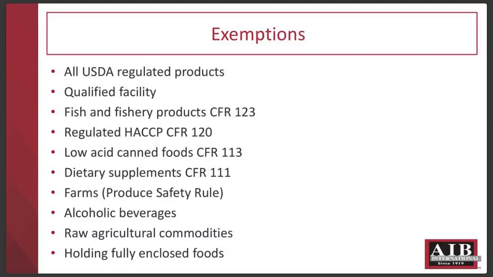If you're required to fall underneath regulated fish or fishery products, then you're going to follow that. If you're required to follow HACCP, either juice or seafood, then you don't have to comply with this regulation. If you are following the low acid canned foods regulation, then you don't have to do the full-blown procedures in here. You would not have to account for microbial hazards, but you would still need to focus on the physical, chemical, radiological, and economically motivated adulteration. If you produce or hold dietary supplements, you will follow that regulation and not this one.